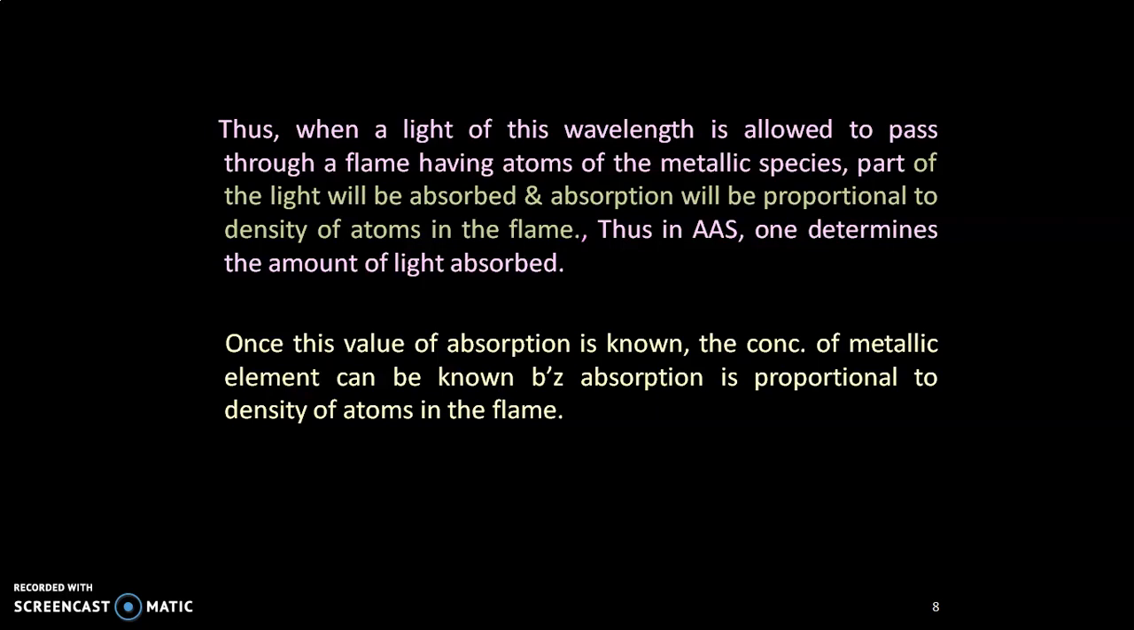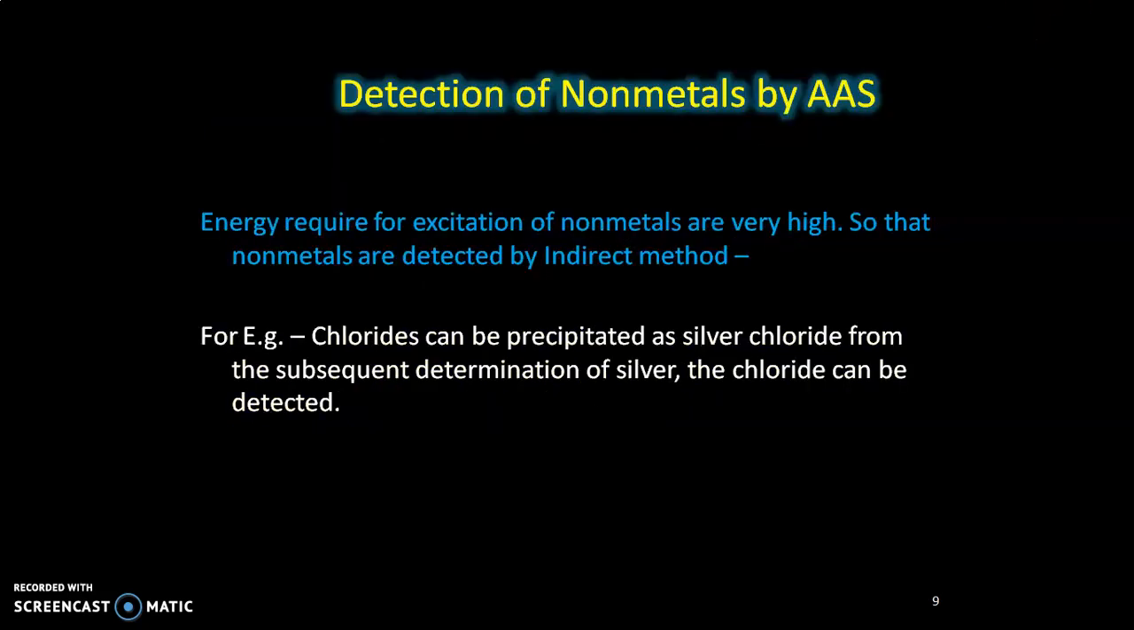Thus, when light of this wavelength is allowed to pass through the flame having atoms of metallic species, part of the light will be absorbed and the absorption will be proportional to the density of atoms in the flame. Thus, in atomic absorption spectroscopy, one determines the amount of light absorbed. Once this value of absorption is known, the concentration of the metallic element can be known because absorption is proportional to the density of atoms in the flame.